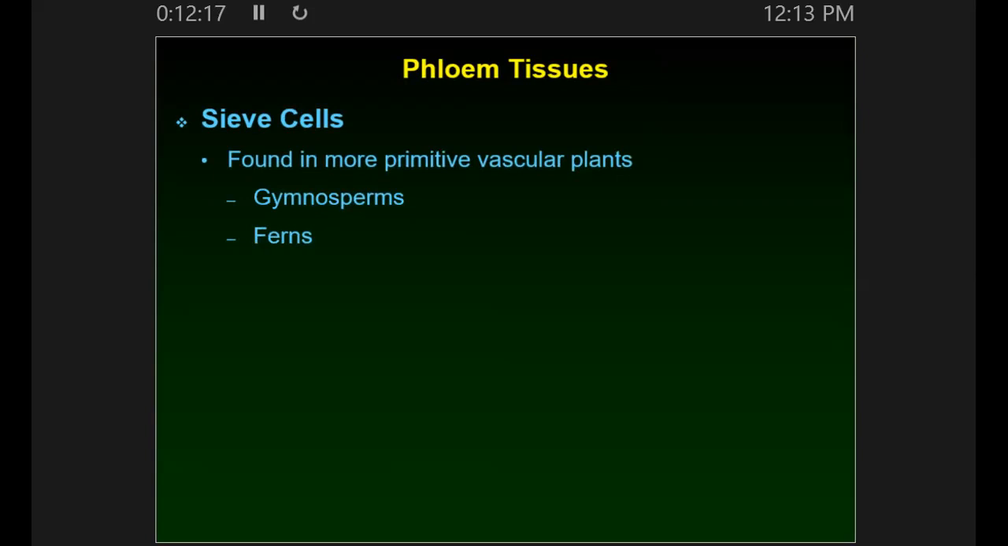So really, there hasn't been a ton of research done on sieve cells. There's a lot of information that still needs to be discovered about them. Like I said, they're not even quite sure exactly how they function, and so they're still needing to work on that. By far, most of the research done on plant physiology is with the angiosperms. They get a lot of the attention.